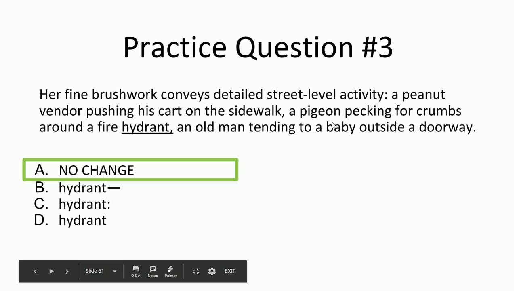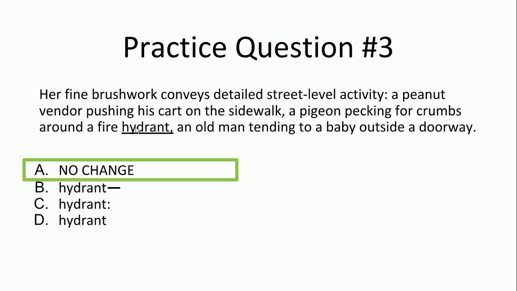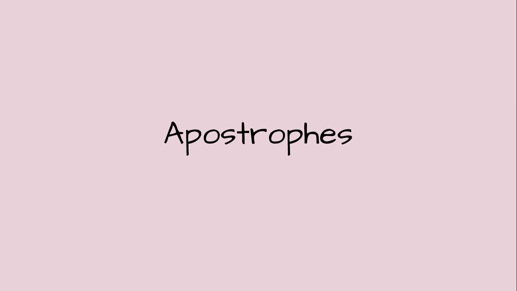Well, then I have a pigeon pecking for crumbs around a fire hydrant, an old man tending to a baby outside a doorway. Now it's a run-on sentence with 2 independent clauses smashed together. No. So all these are wrong. A is right. And yeah, that's how it goes.